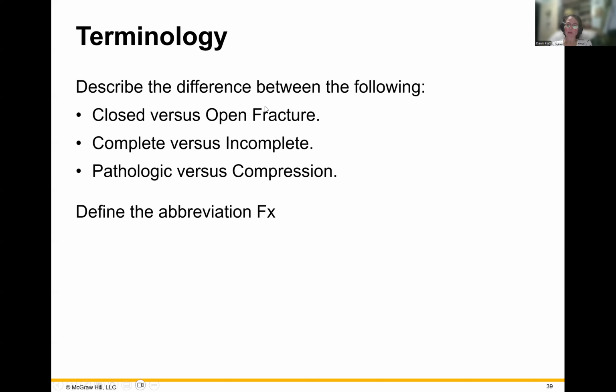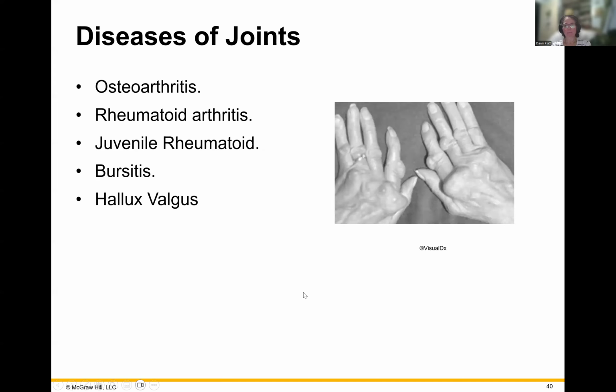All right, so some things for you to do on your own. What's the difference between a closed and an open fracture, a complete or an incomplete fracture, a pathologic versus a compression fracture, and what's the definition of the abbreviation FX?